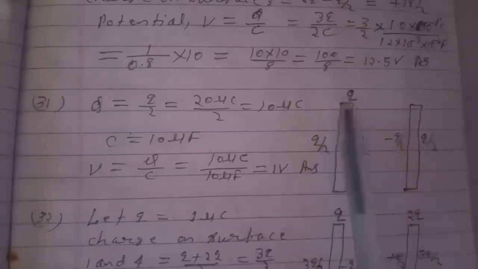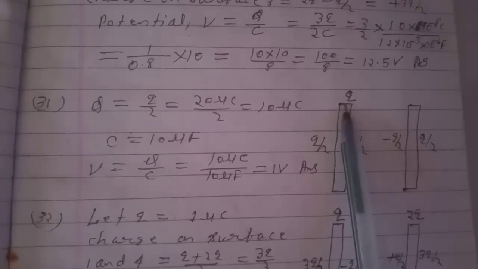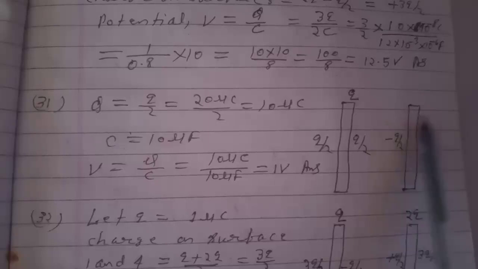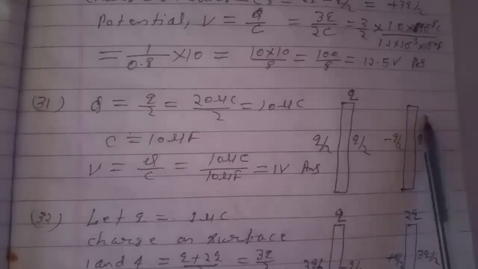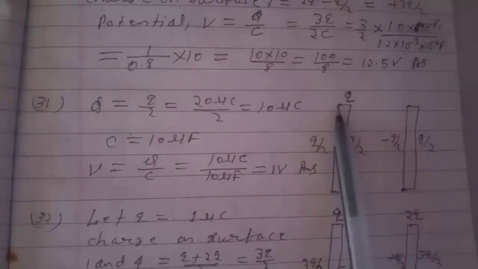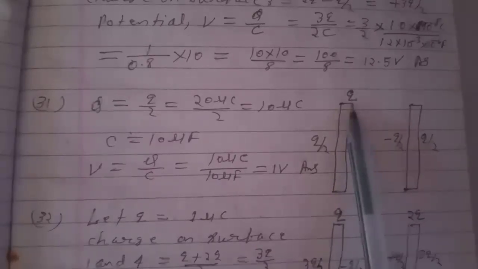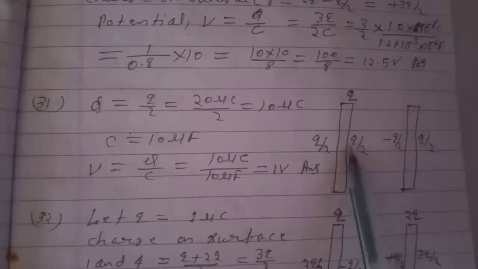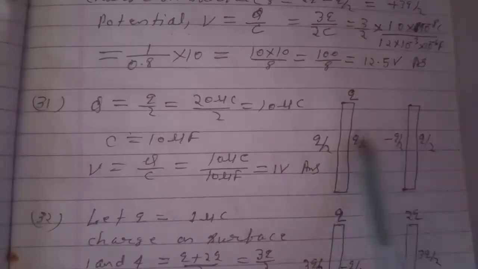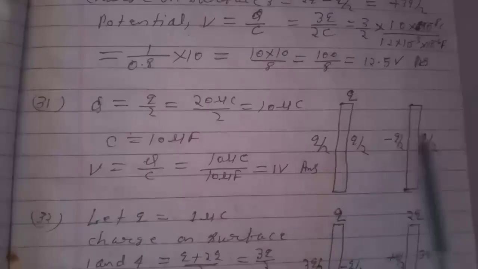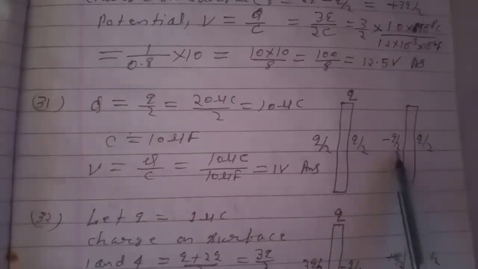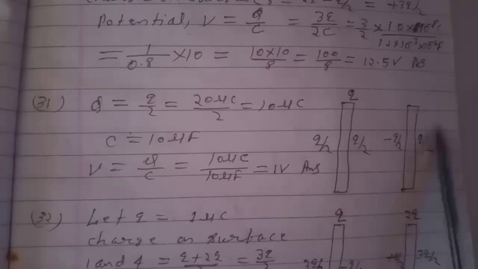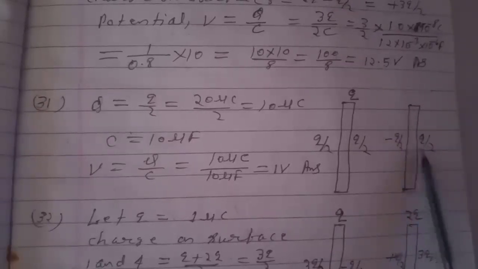This is a plate on which plus Q charge is placed, and this plate remains isolated. Now when we place the charge on this, it will be distributed as shown in the figure. Q by 2 will be on the outer surface and Q by 2 on this surface, because facing surfaces have equal and opposite charge. So minus Q by 2 charge will be developed on this surface and Q by 2 on this surface, so that it remains isolated.